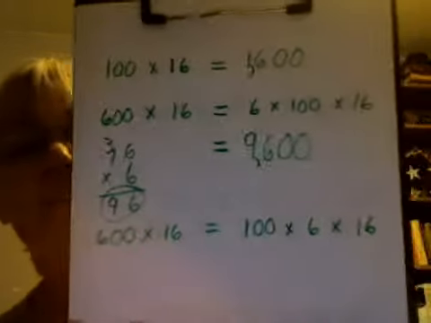I've taken it apart like this, and I did 6 groups of 16 first, and then multiplied it by 100. If your brain gets comfortable with taking numbers apart that way and going on, you'll be very successful with multiplying bigger numbers.